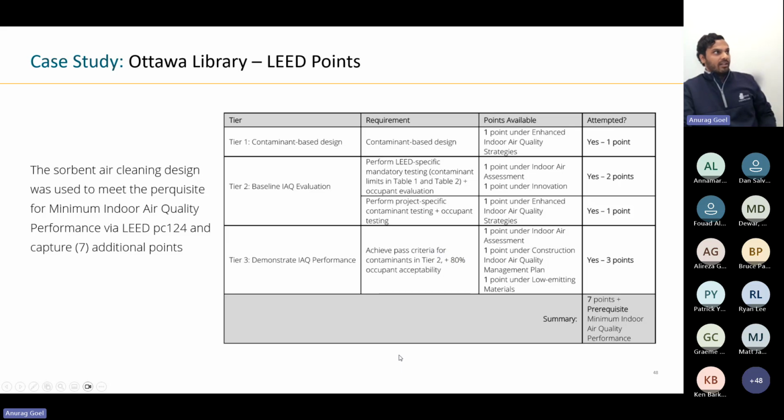I mentioned earlier that there are LEED points available. With the Ottawa Central Library, we were able to use the IAQP to earn about 7 additional LEED points. Some of you may be aware that you could get 1 point by increasing ventilation by 30%. Instead of that, the design team here applied the IAQP and submitted for about 7 points available through a pilot credit under LEED. You can see the breakdown comes from a few different credits: enhanced indoor air quality strategies, innovation, and construction indoor air quality management.